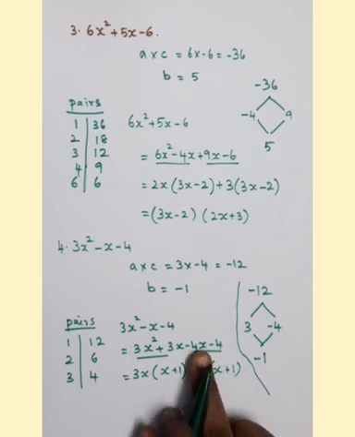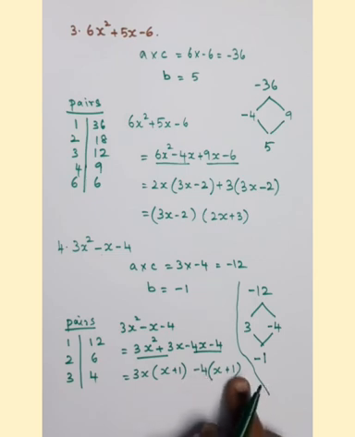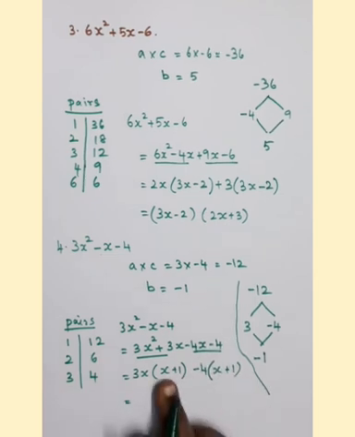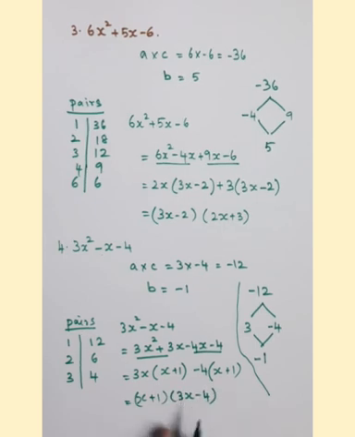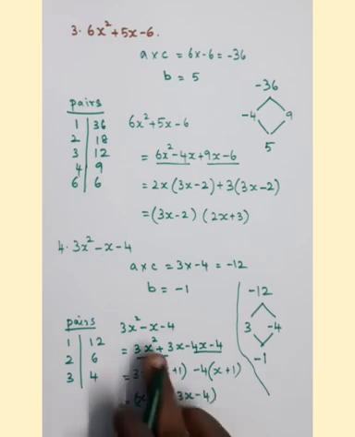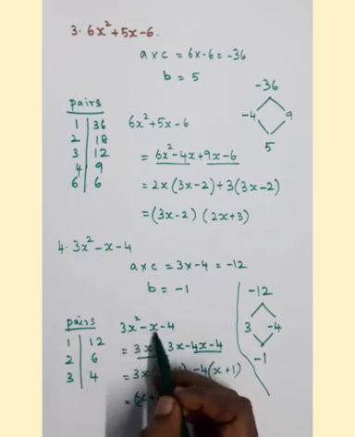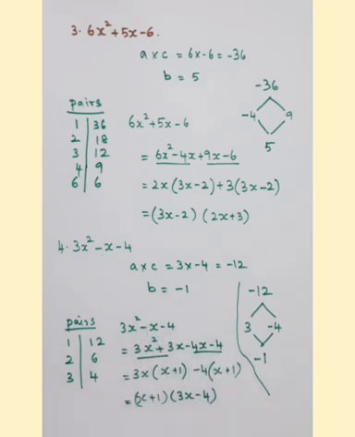Multiply and see this. Minus 4 into x, you will get minus 4x. Minus 4 into plus 1, you will get minus 4. So x plus 1 is common. x plus 1 into 3x minus 4. Therefore, x plus 1 and 3x minus 4 are the factors of 3x squared minus x minus 4.